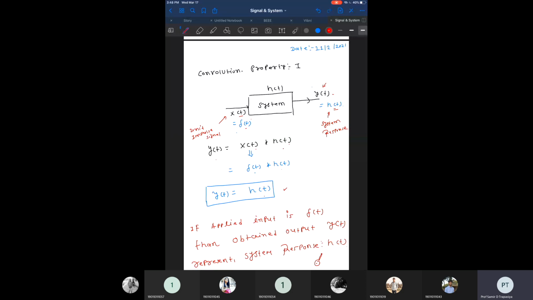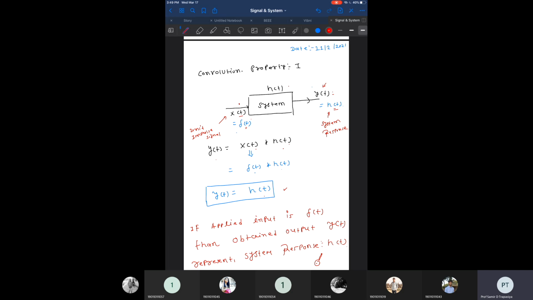And this is a very useful property because in some cases where you don't know the system response, we are interested in finding the system response. In such cases, we give the input signal as a unit impulse signal, and whatever output is obtained at the other end of the system is equivalent to the system response, and that can be recorded and stored, right, for further processing.